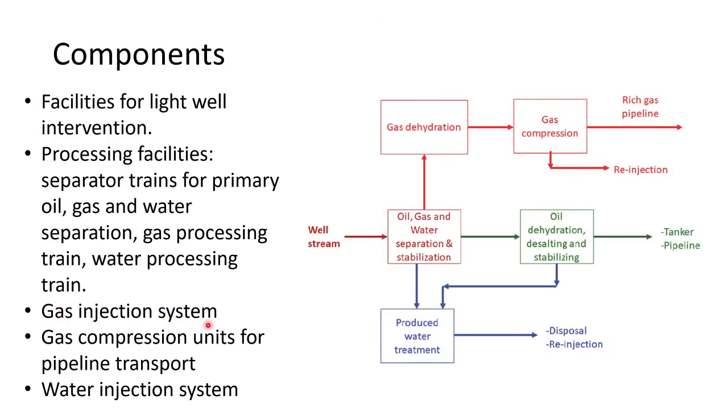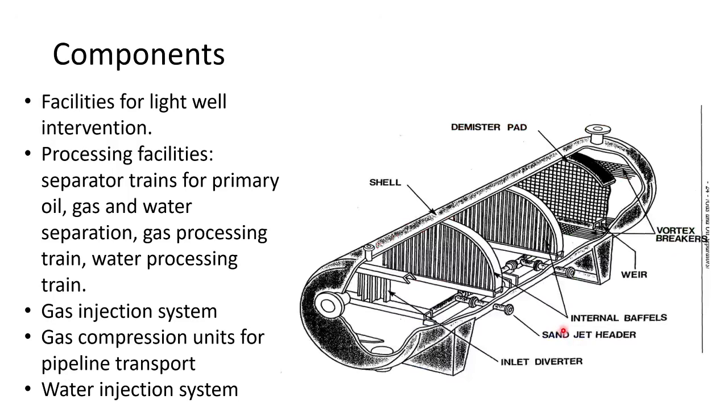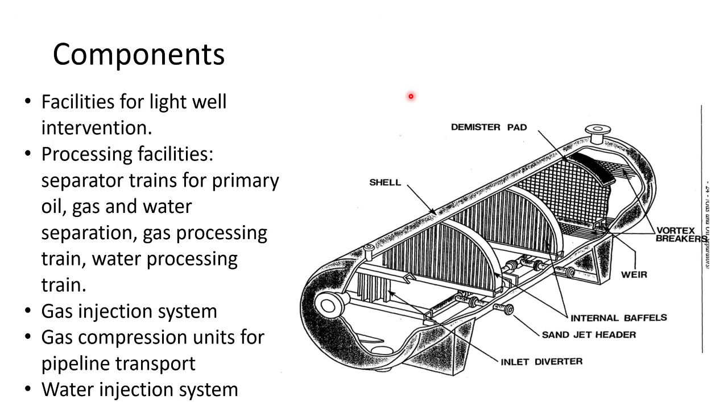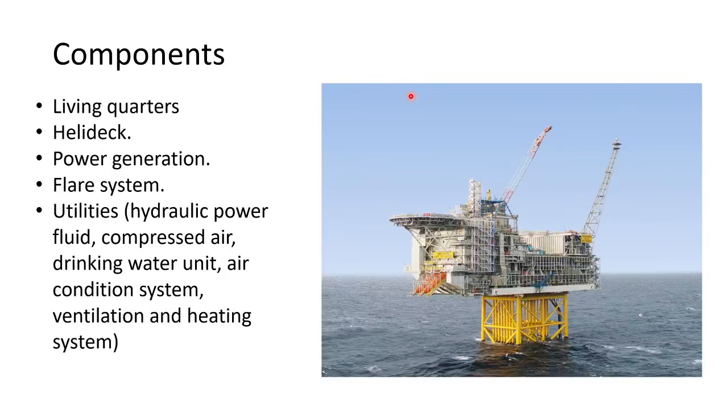The gas injection system and the gas compression units for pipeline and transport. The water injection system is also included in the offshore structure. Here is a schematic of a separator. They take a big amount of space, and you have a lot of equipment associated with separators, so usually that takes a lot of space on the platform.